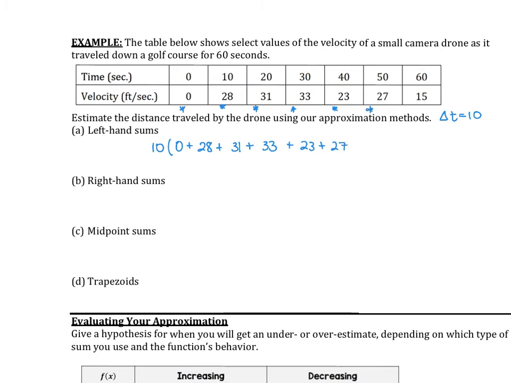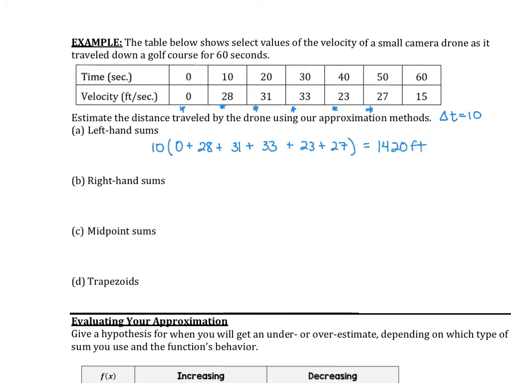Why is it not at 15? Well, if we think back to that last graph, all of my left corners to make 6 rectangles, in this case would be 1, 2, 3, 4, 5, 6 rectangles. I can't use that last term because I've already taken up that width. So this would be the left-hand sum. See, we're using all the left-hand values of the table. And if I sum this up, I'm going to get 1,420 feet.